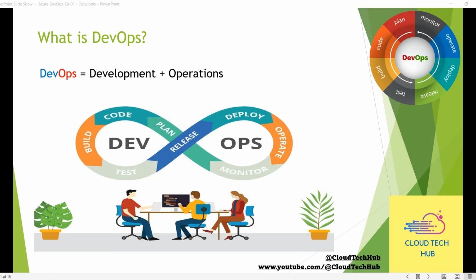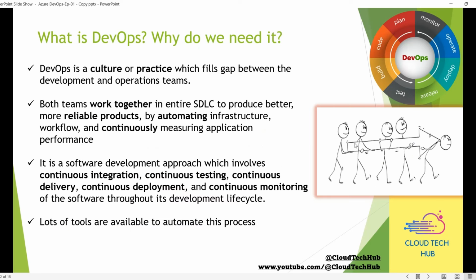Now we will discuss what DevOps is. DevOps has been derived from development and operations. Dev has been taken from development and Ops has been taken from operations. That becomes DevOps. So, what is DevOps and why do we need it? DevOps is a culture or practice that fills the gap between the development and operations teams.